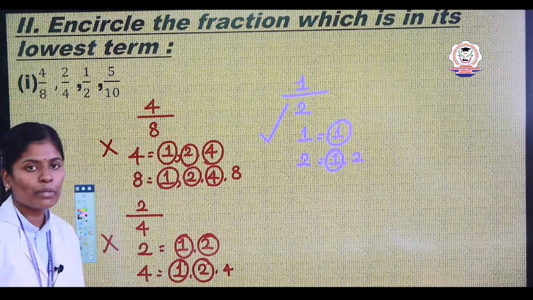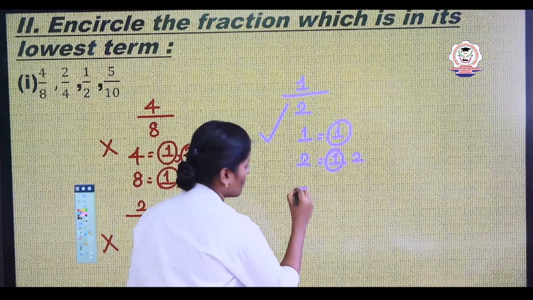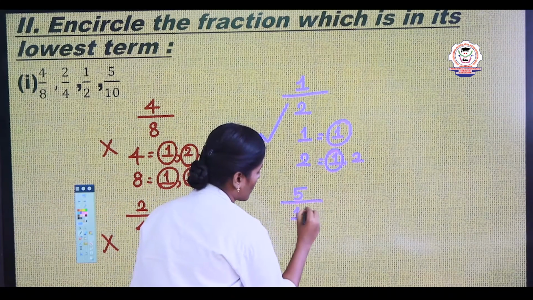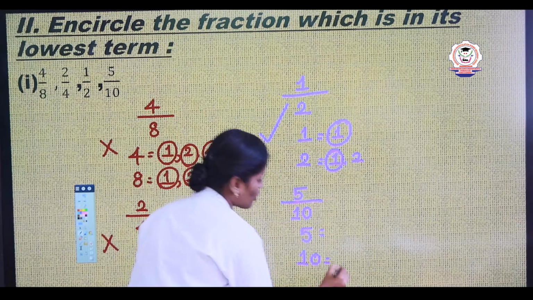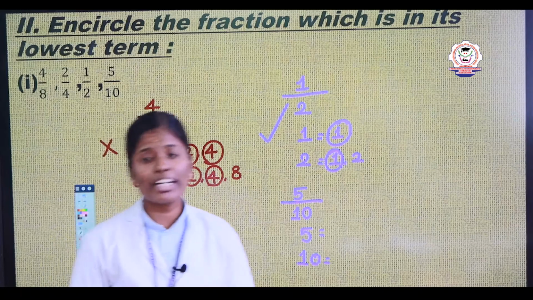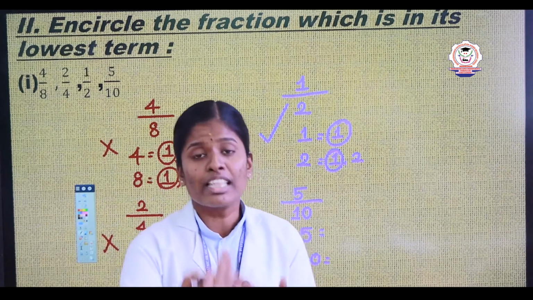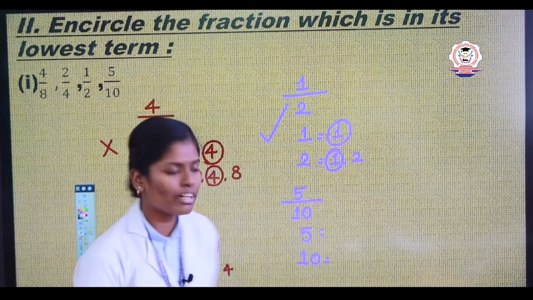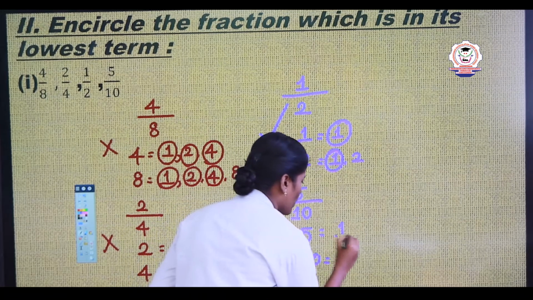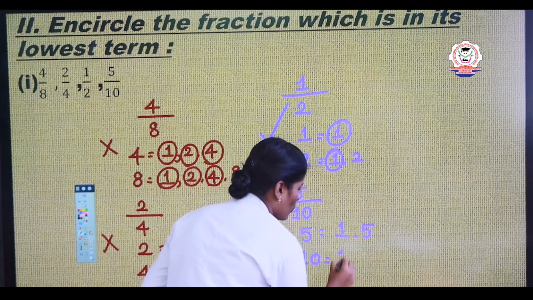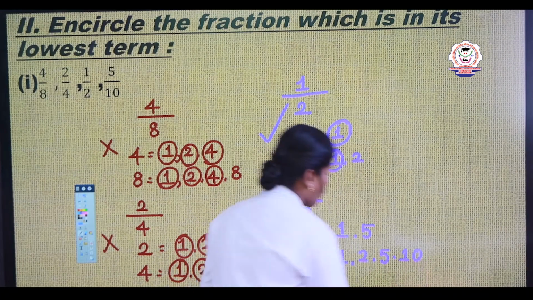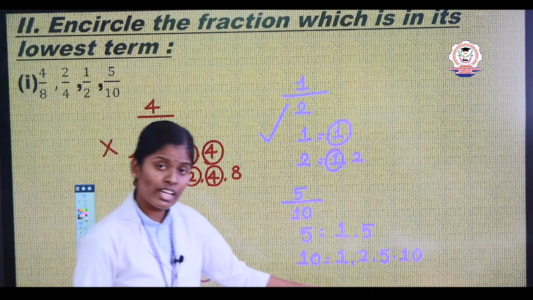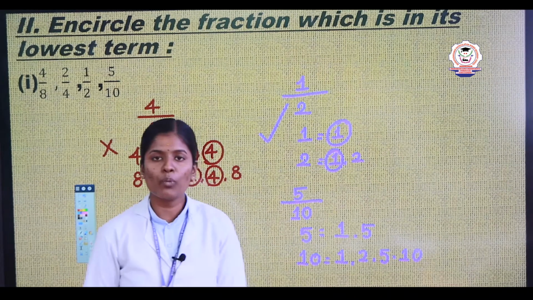Next you will check 5 and 10. 5 divided by 10. Take 5 and then 10. The factors of 5 are: 5 is a prime number, it has exactly 2 factors, that is 1 and the number itself. So take 1 comma 5. Here 1, 2, 5 then 10. 1 10s are 10, 2 5s are 10, 5 2s are 10 and 10 1s are 10.